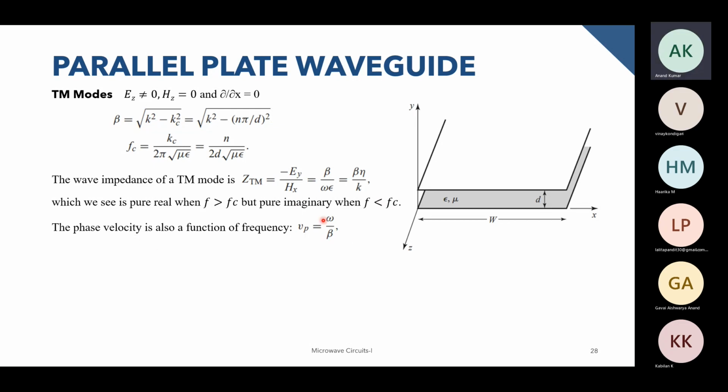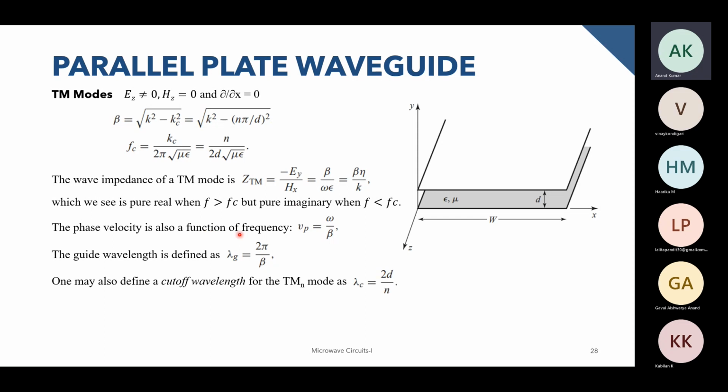The phase velocity again is given by omega by beta, same as over here. And the guided wavelength is now defined as 2 pi by beta. So this is something different; we'll discuss this in coming slides. The guided wavelength is the wavelength between two phase fronts.